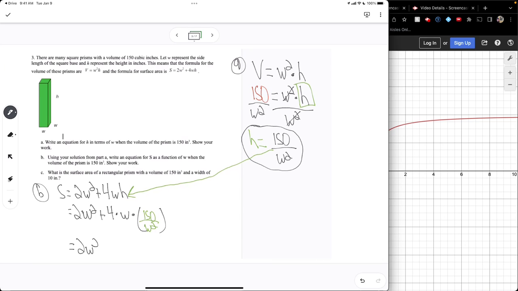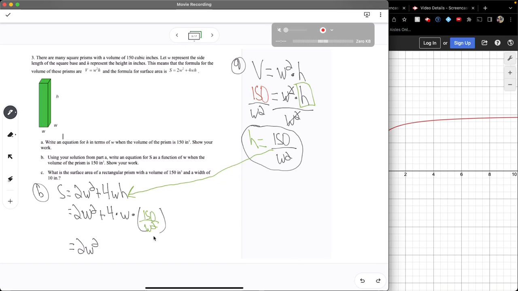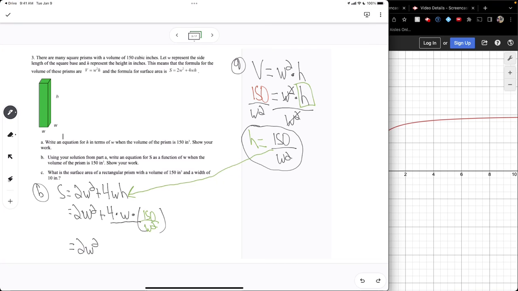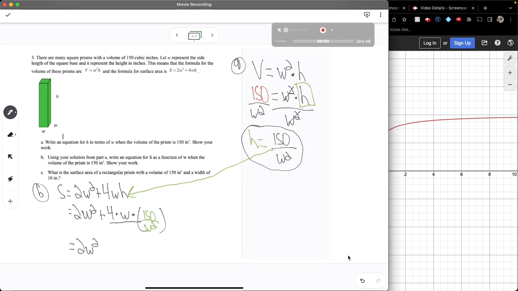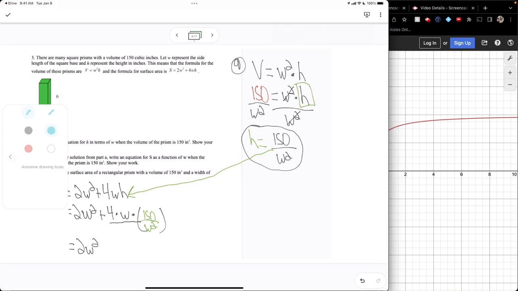So the 2W squared, this first term right here, won't change. There's no simplification to do there. But here in the second part, I can do some simplifying. Just like I did when it was a cylinder, I can extend the fractional divider. And I can deal with the W in the numerator with the W's that are in the denominator. So in the denominator, I have W squared. To remember, W squared really means W times W. So there are two W's in the denominator.